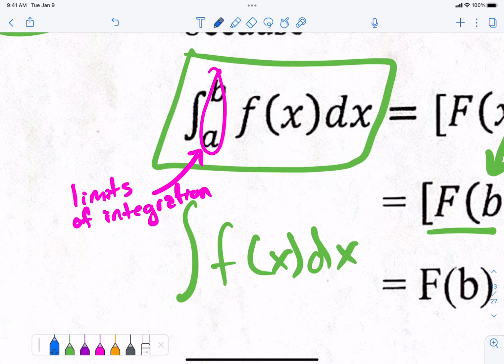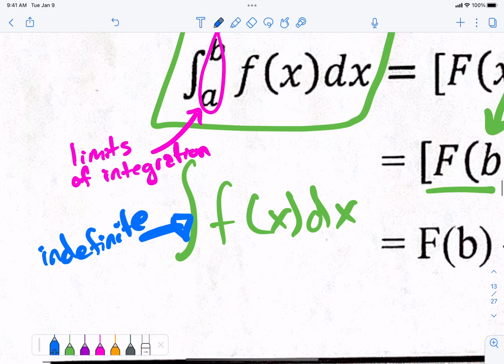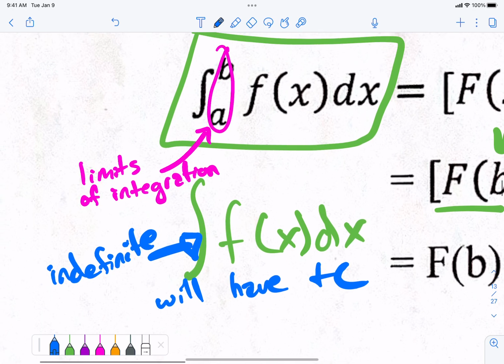The top one is definite, the bottom one is indefinite. This integral is an indefinite integral. I don't have numbers to plug in, so this is going to have a plus c on the end of it. When I find the antiderivative, it will have a plus c.